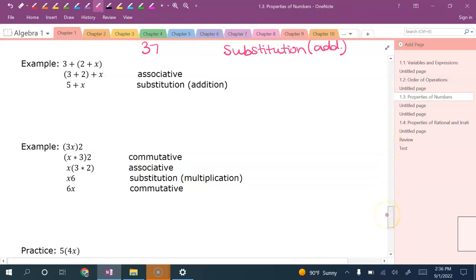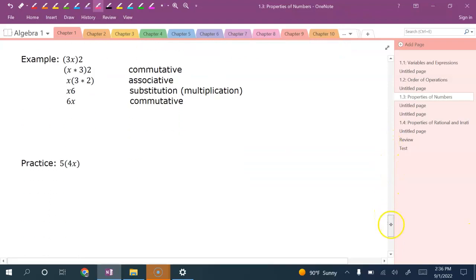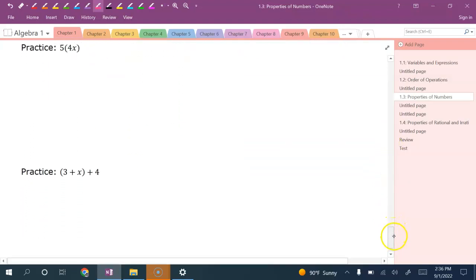So there's a couple of practice problems at the bottom here for you to try to work through on your own. So pause the video here, take a minute to do these problems, look up above at what we've been doing to help you work through these problems if you need to, and then we'll go over the answers if you want to resume watching.